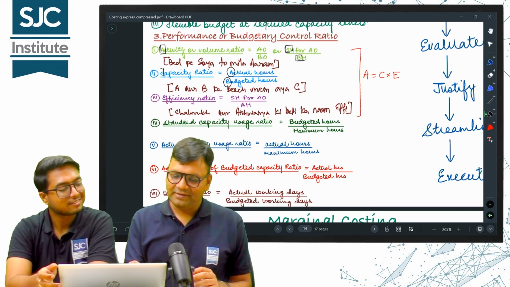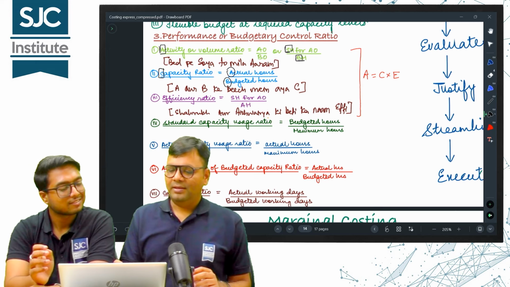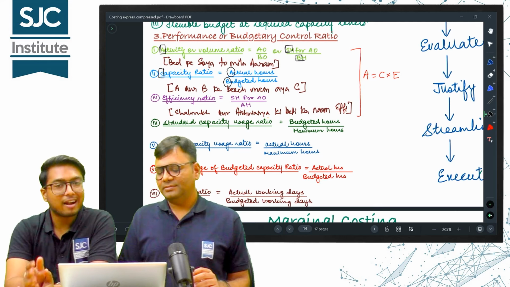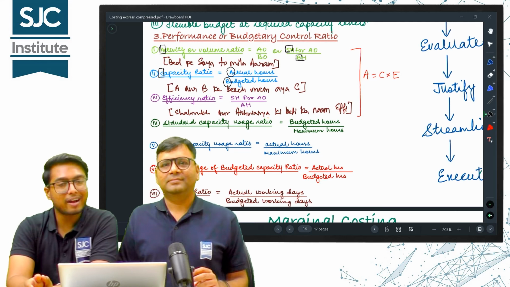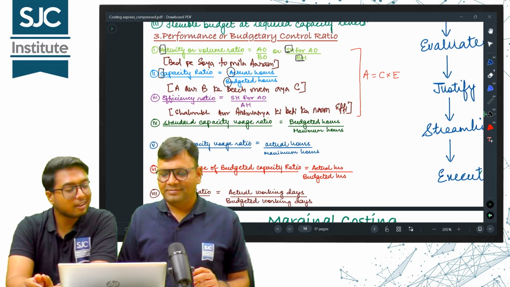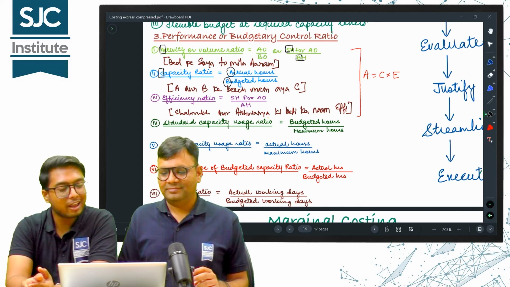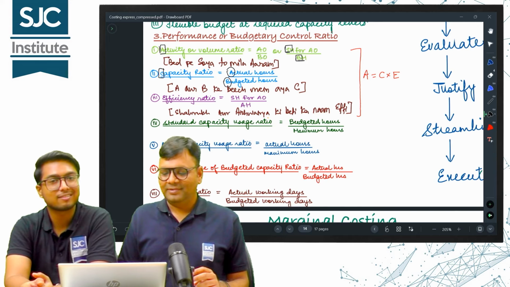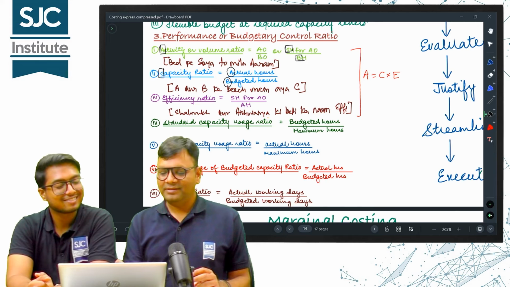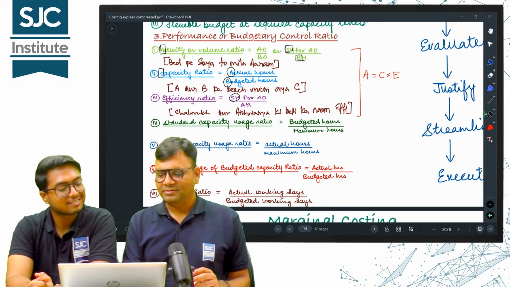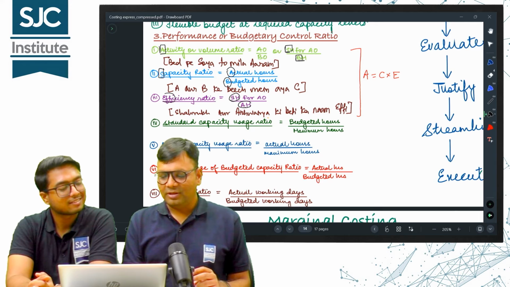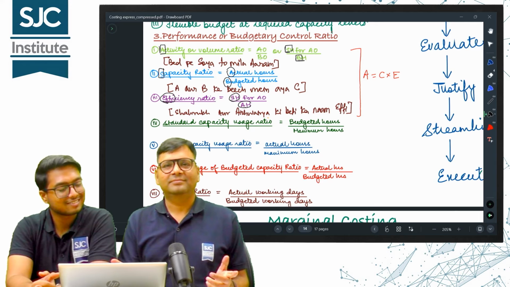So what is the third one? Third one is efficiency ratio. What is it? Standard hours for actual output divided by actual hours. Here the keyword is शाहरुख और ऐश्वर्या के बेटी का नाम एफी. कैसे हुआ? How it is standard hour, actual hour, Shahrukh and Aishwarya, and daughter's name is Effie.